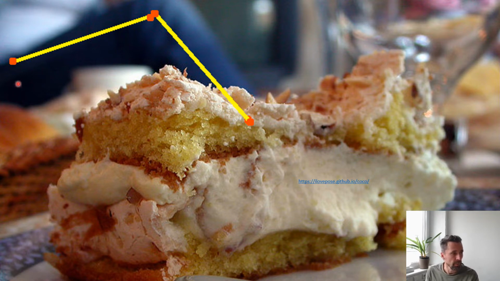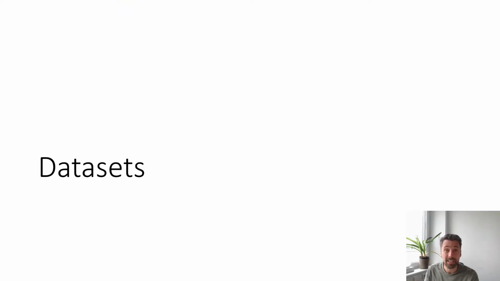So that's a sitting person. The hip and the elbow are visible. The ankle or the foot position is behind that lovely cake. Anyway, let's have a look first at data sets, because these are the ones that you'll be working with.